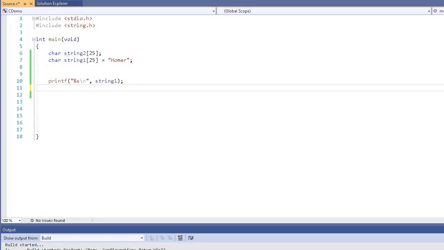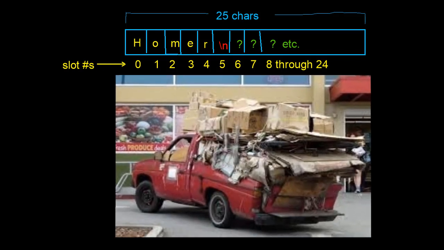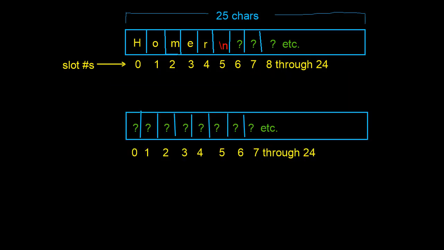String 1 can be referred to as an initialized string because I'm starting it off with a value contained in it. I've declared another string called string 2, and I'm not giving it any string to start off with, so it's an uninitialized string. If we look at a diagram of string 2, you can see that the slot numbers again start at 0 and go through 24. But now I've got question marks in all of the slots because we don't know what's contained there. Something's there, we just don't know what it is. It's just junk. So let's print these strings out.